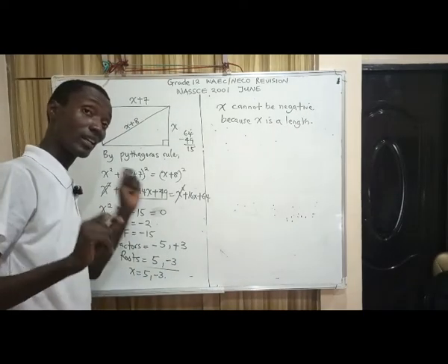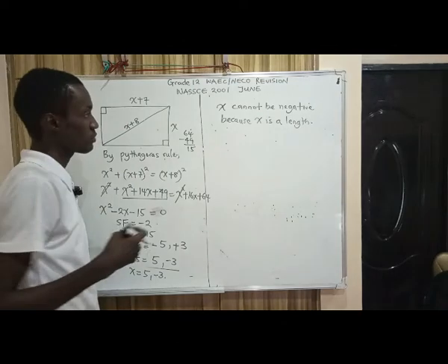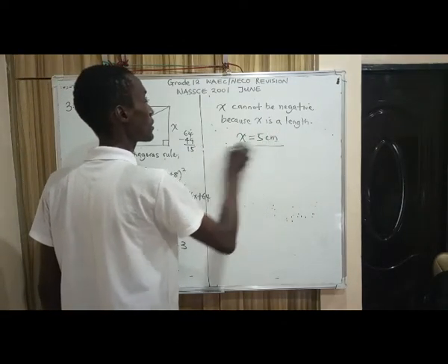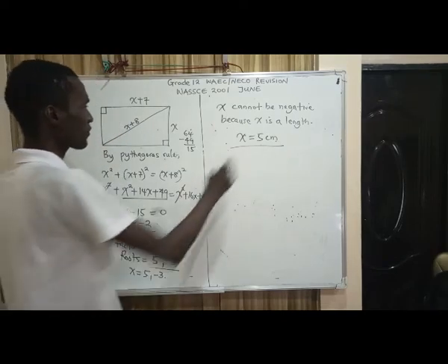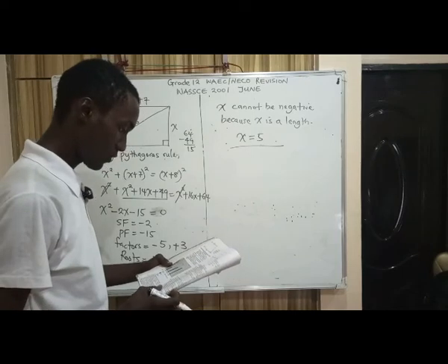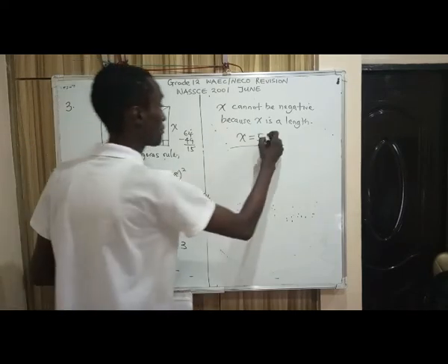X is a length, whether technically length, breadth, or as the case may be. So from this, I have that x will be equal to 5. Is that 5 cm or 5 meters? What's our unit there? x will be 5 meters. Sorry about that, 5 meters.